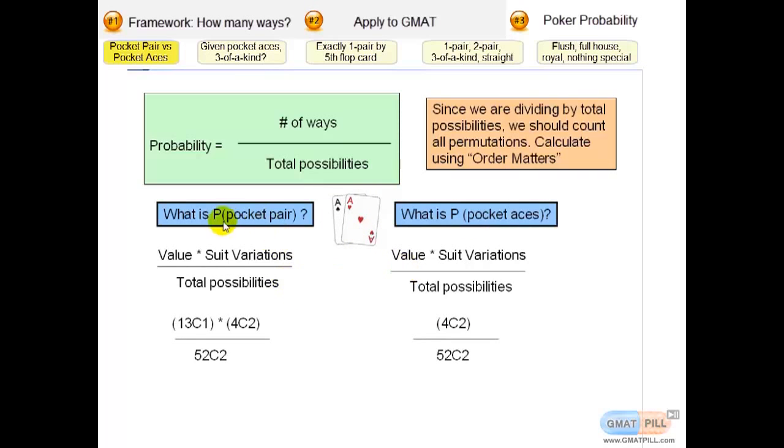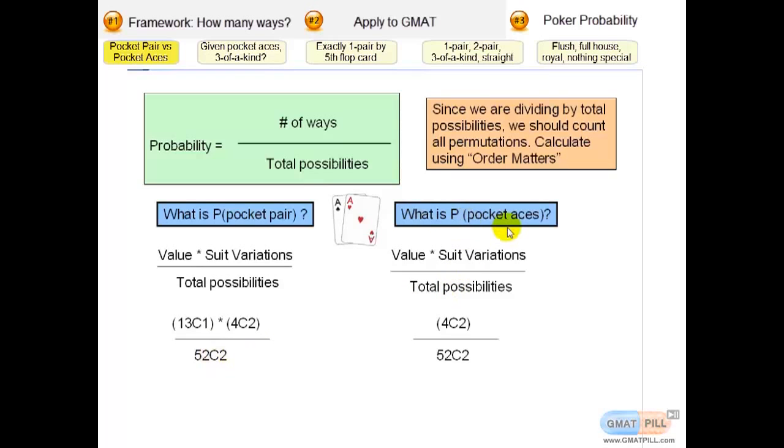And in this case, out of 13 values, you choose 1, right? Because you have a pocket pair, you don't know if it's an ace or a 5 or 7. Out of 13, you choose 1, and for that value, you have to choose out of 4 possible suits, you pick 2 of those suits. So let's say you chose ace, then out of the 4 suits, you chose spade and heart. So that's 4 choose 2. And we divide it by 52 choose 2.